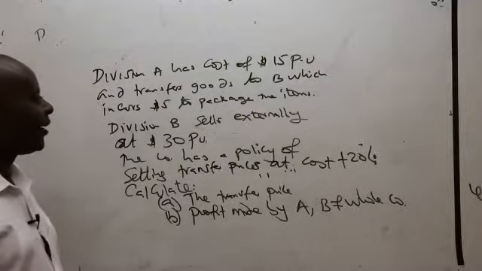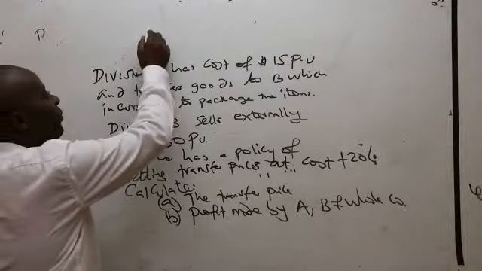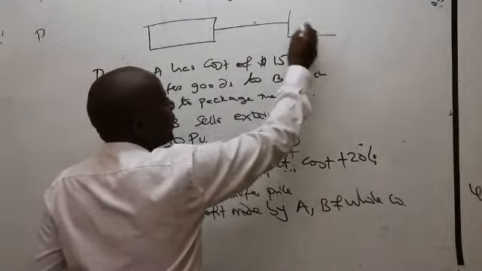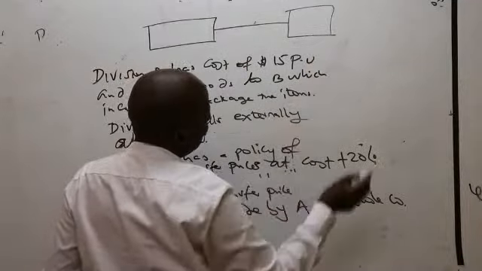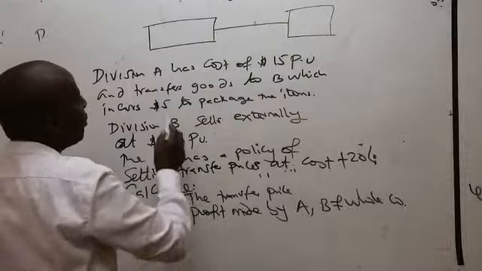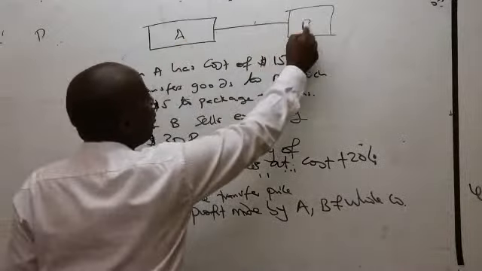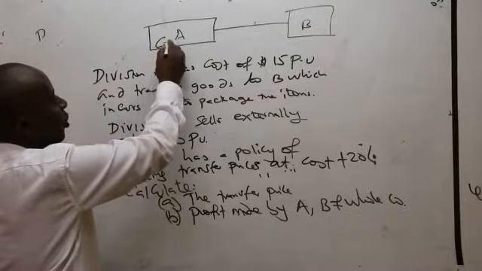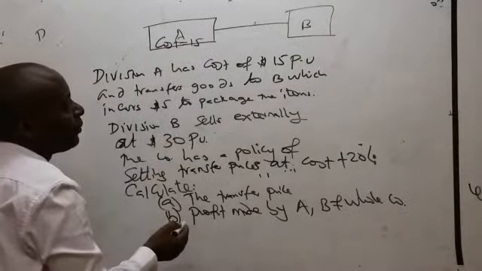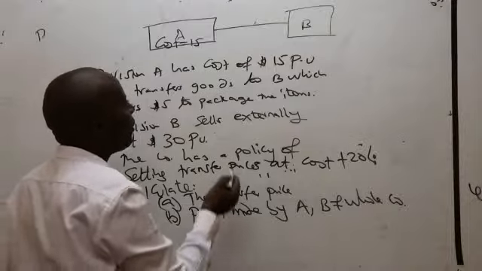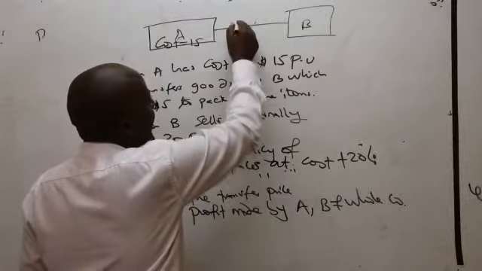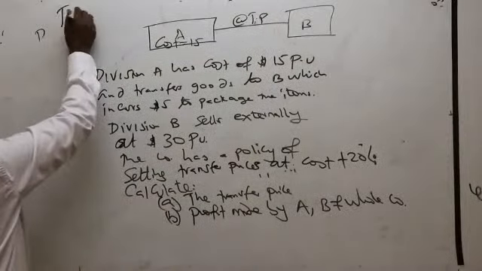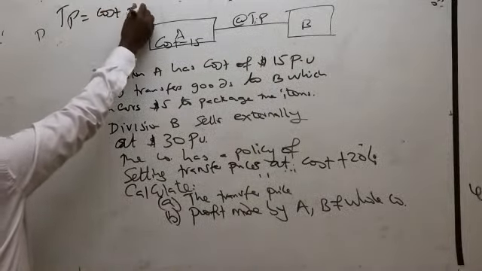Aha, great. All these students who are confusing have not taken their time, ladies and gentlemen, to draw a schematic presentation of our process here. So we have a division A, and then we have division B. We are told division A has a total cost of 15. And then B will receive these goods at some transfer price, and the transfer price, we are told, is cost plus.